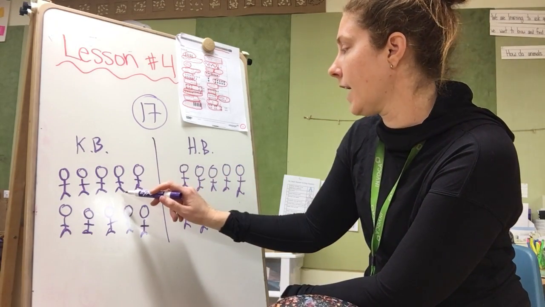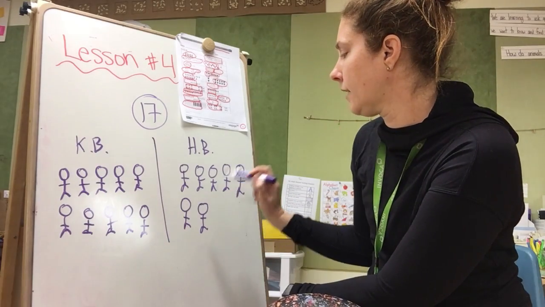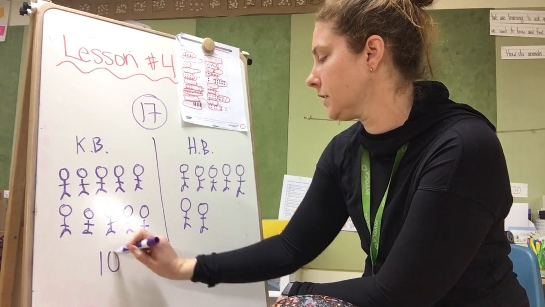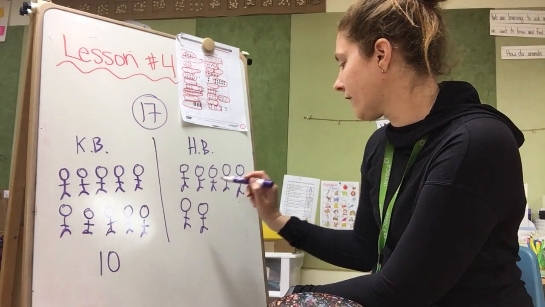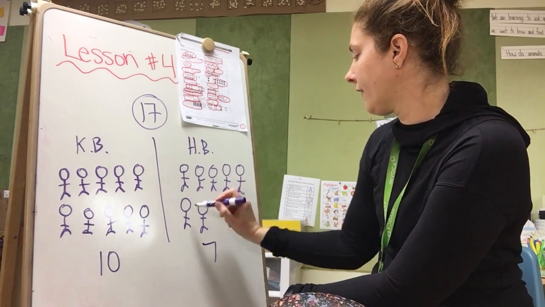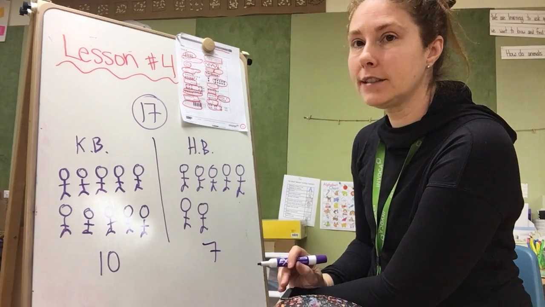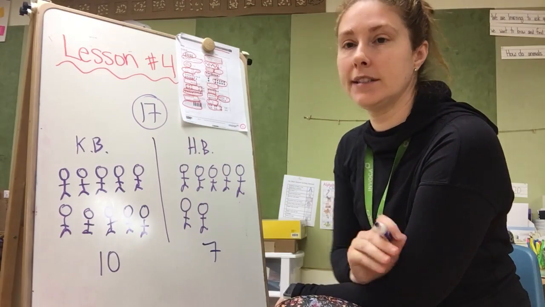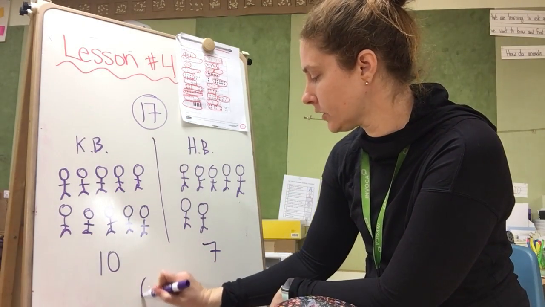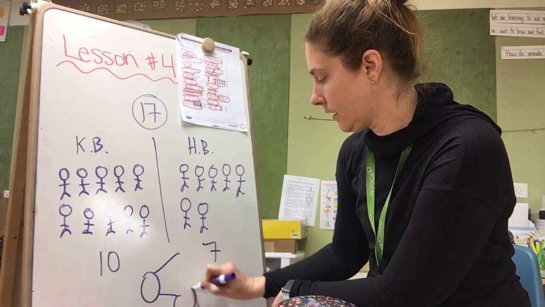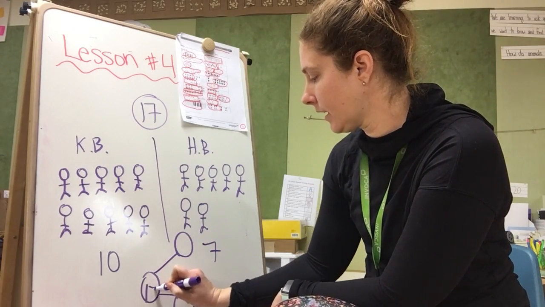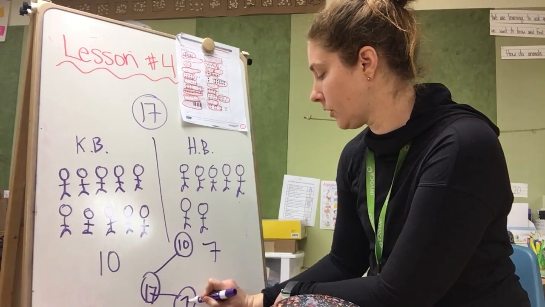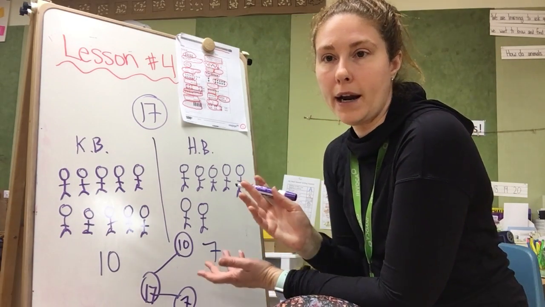So I know this is 10 and I know together it's 17, but do I know how many is here? I might not know, I might need to count. So I'll label this as 10 and now 5, 6, 7. I have 5 and 2, that makes 7. So that's telling me that 10 and 7 makes 17. I could make this into a number bond, right? Easy peasy. 17 kids playing, 10 doing kickball, and 7 doing handball. Right? We can all do that.